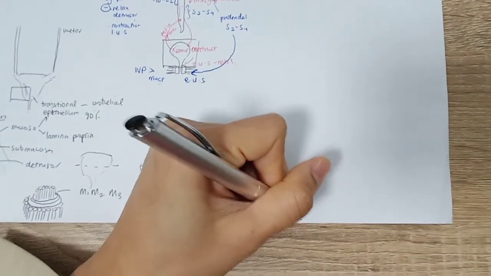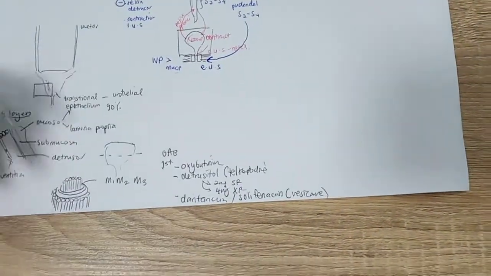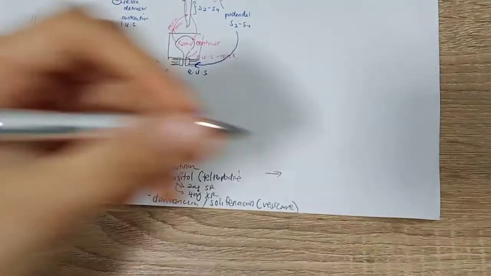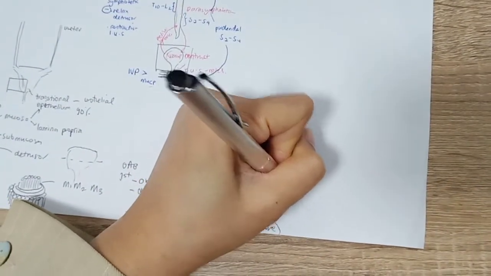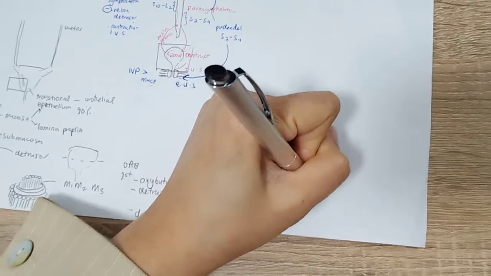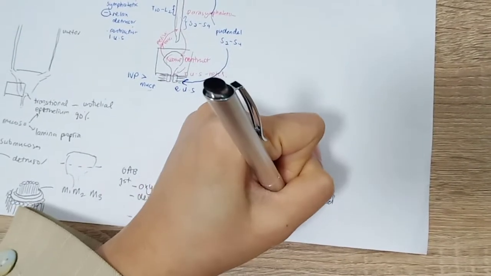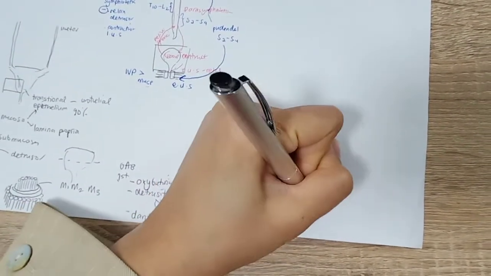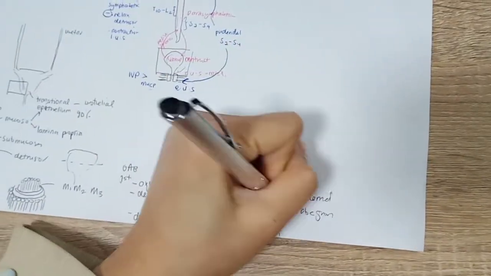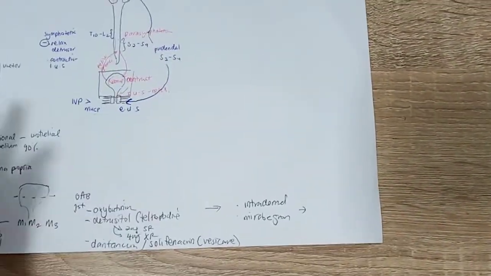And if the patient fails the first line treatment, then probably we can think of intradetrusor anticholinergics, or mirabegron, which is very expensive. And probably we can think of other medications like Botox for the OAB.